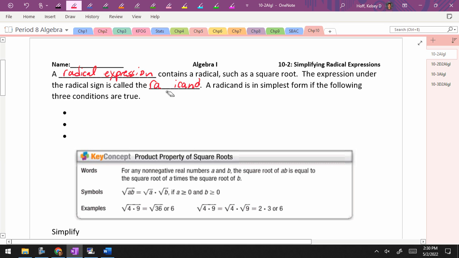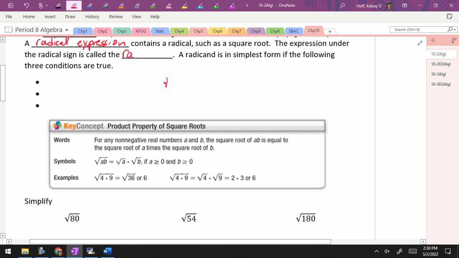Wow, I spelled that wrong. I knew that wasn't right. There's no N in the front. Radicand.